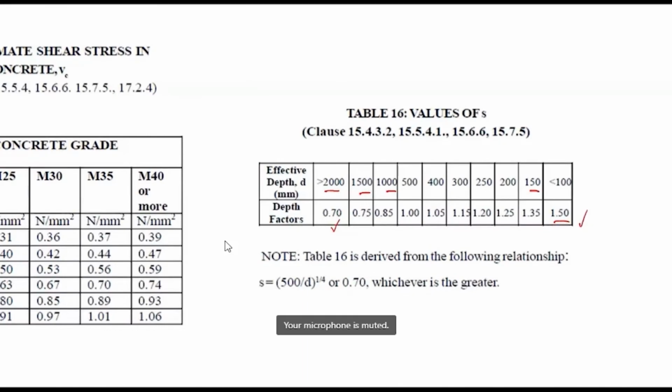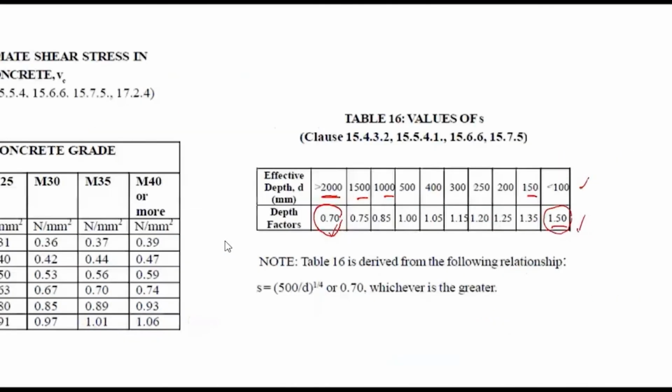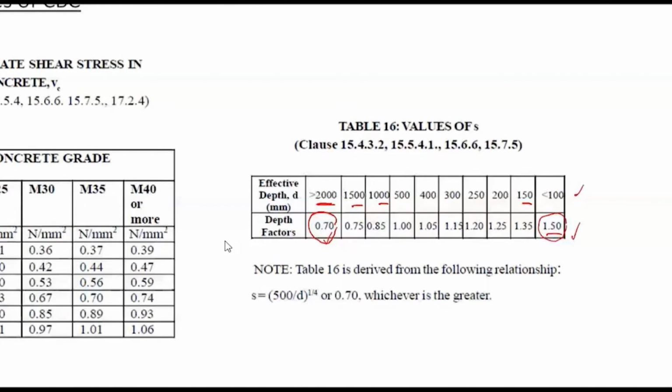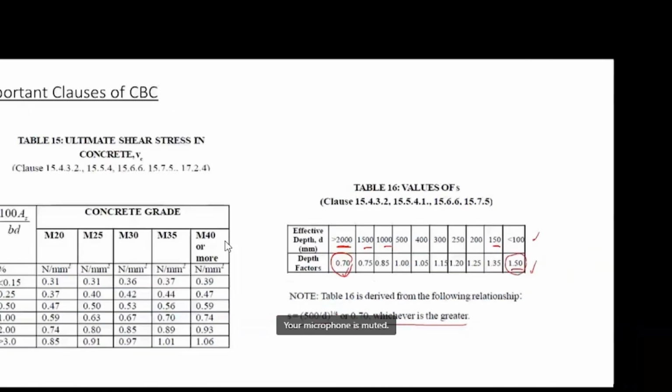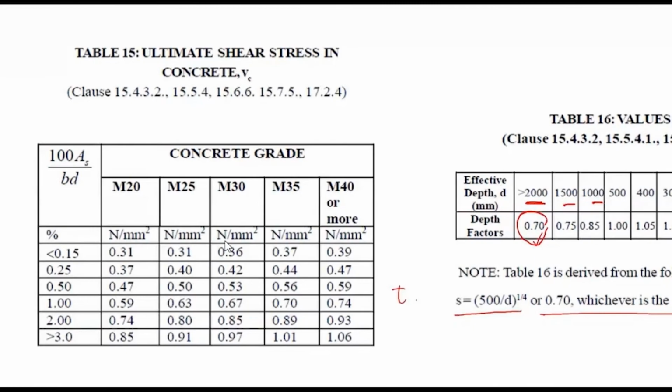So we can take the maximum value of S, that is 1.5, if the thickness of the slab or beam is less than 100 mm, and we reduce this value up to 0.7 if the thickness of the slab or beam is more than 2000 mm or 2 meters. The equation is also given: S equal to 500 divided by d to the power 1/4, or 0.7, whichever is greater. These are the values of tau c, the strength of concrete.